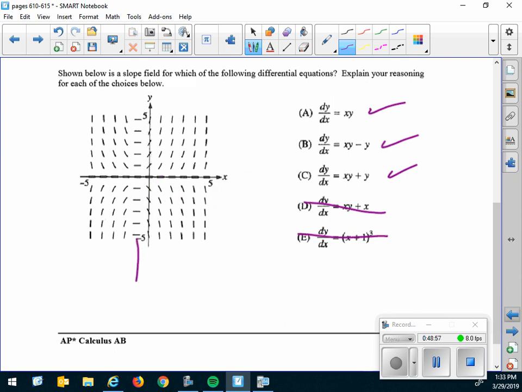Then I'd look right there. What do you see there? Yeah. When x is -1, the slopes are 0. So like -1, 0, -1, 1, -1, 2. Would any of these work on that?